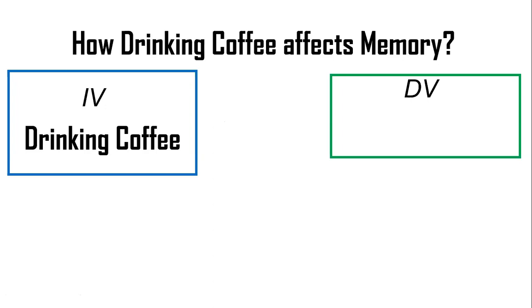When you drink coffee, it affects the memory, and therefore memory is the dependent variable. Therefore, in this case, memory is dependent upon drinking coffee. That's why it's called dependent variables. So drinking coffee affects memory. So independent variable can be manipulated, or somehow you can intervene.